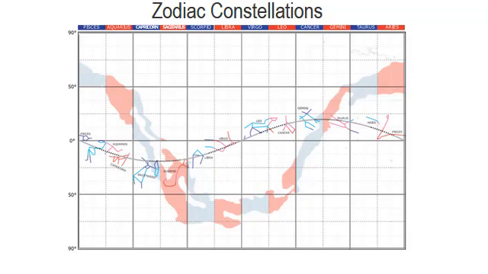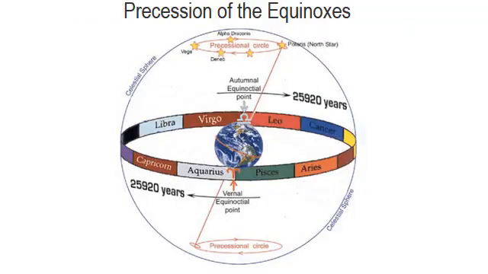You can see that the constellations for which they are named have all shifted about 2 hours or 30 degrees to the left over the last 2,000 years. This is called the precession of the equinoxes, and it's due to the wobbling of the direction of the Earth's axis every 25,920 years.